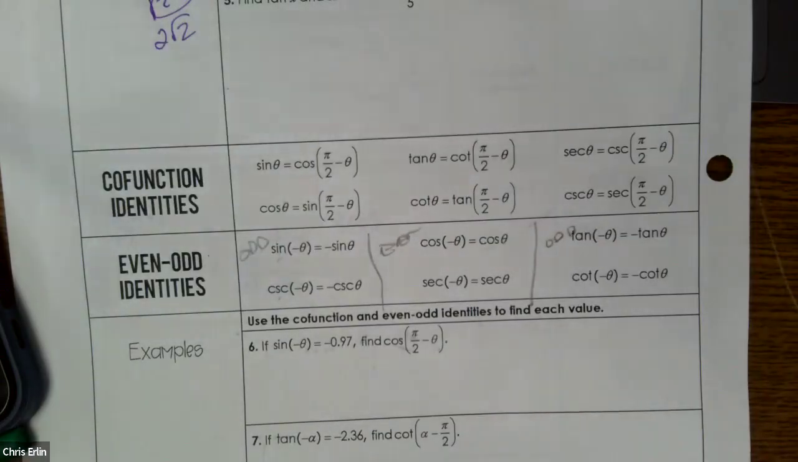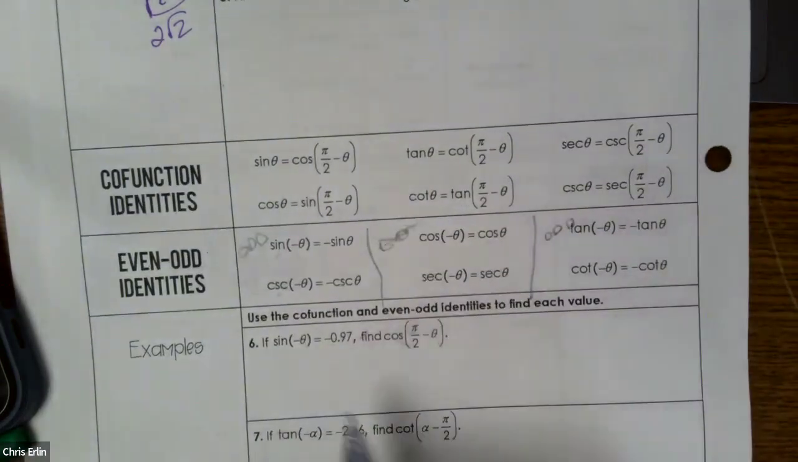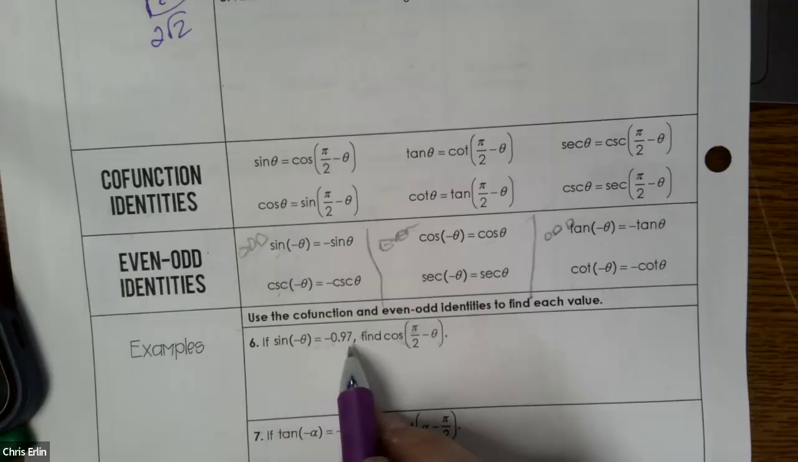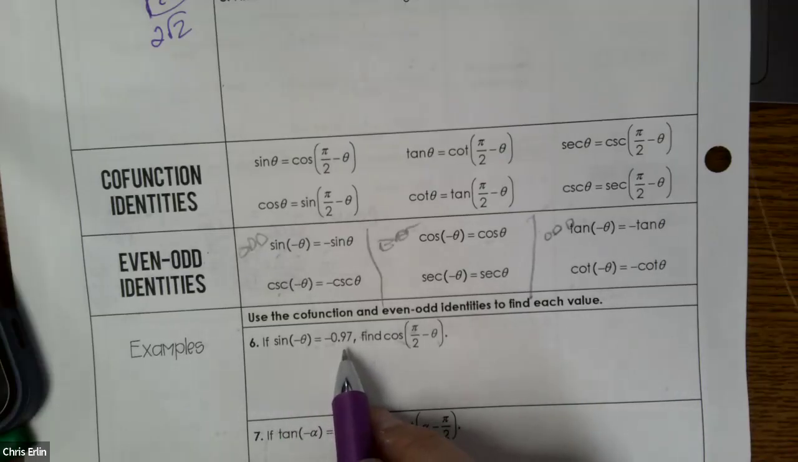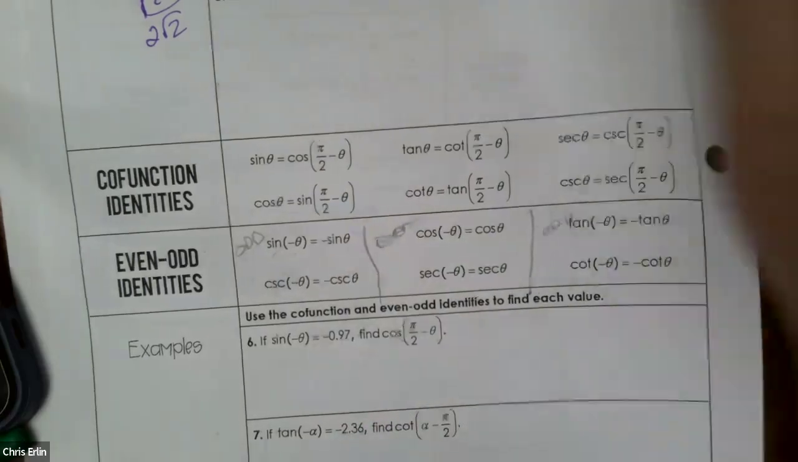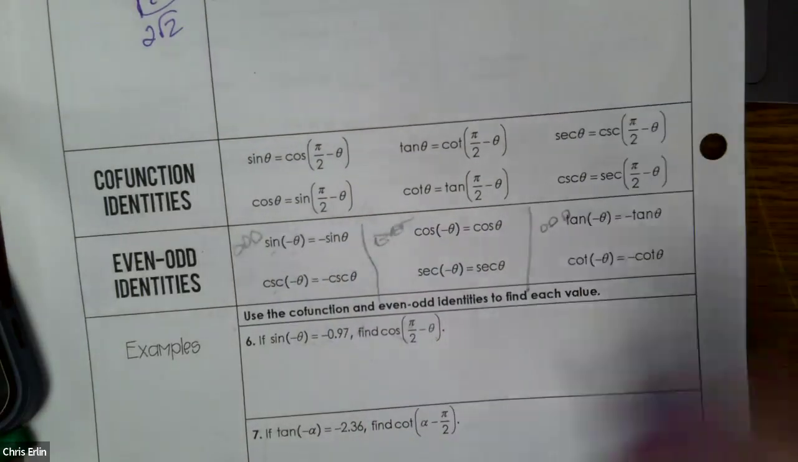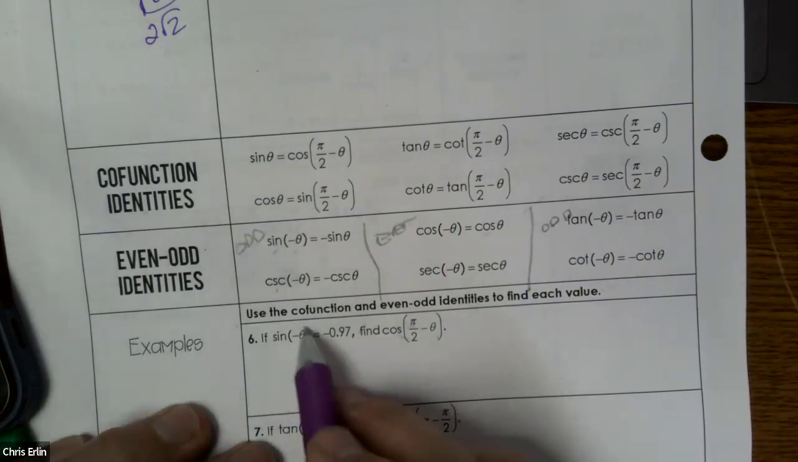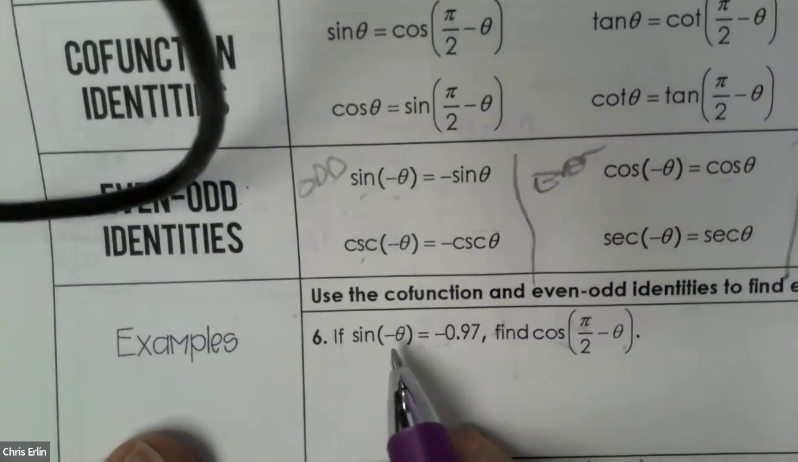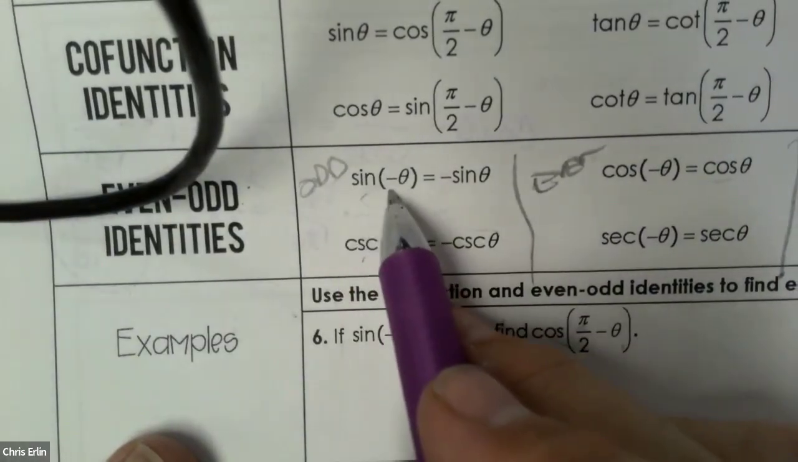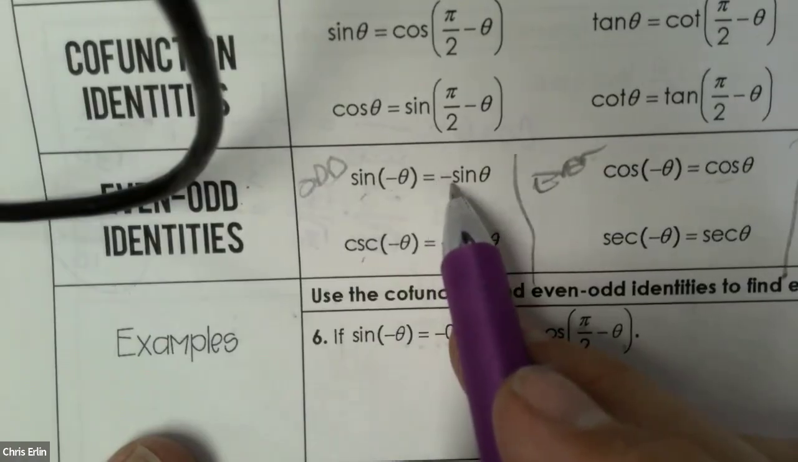So how do we use this? Well, we want to be able to take this given information, sine of negative theta equals negative 0.97, and find the cosine of pi over 2 minus theta. So let's see. This screams out even-odd properties. The sine of negative theta is equal to negative sine of theta.